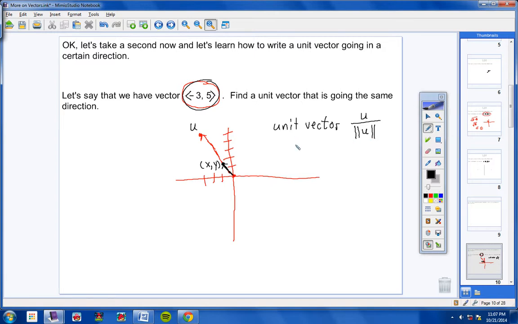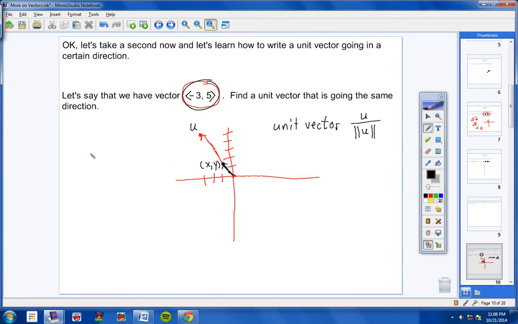But in order to find a unit vector going the direction of this vector here, you simply take your vector that you're given, which is negative 3, 5, and you divide it by the magnitude. And that totally makes sense. That would give you a unit vector of 1. Okay? So let's go ahead and find the magnitude of u.